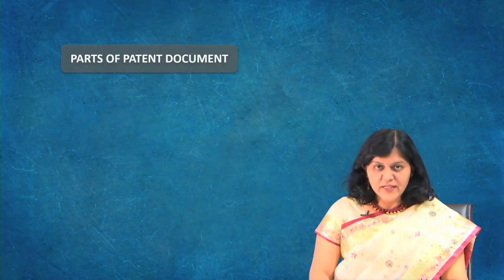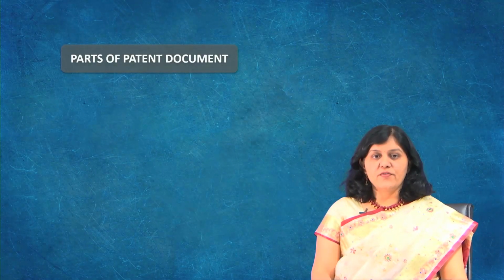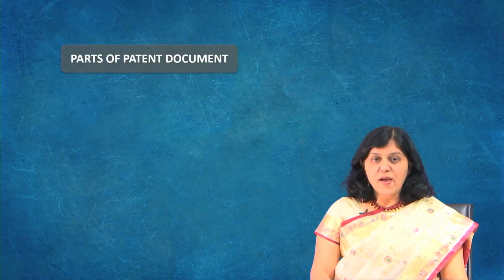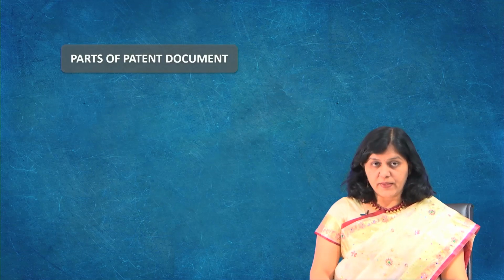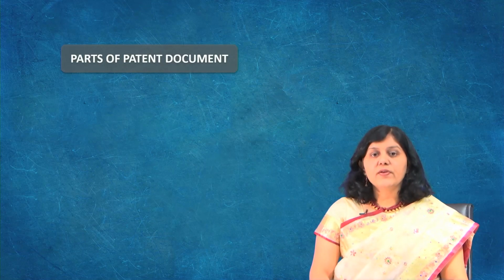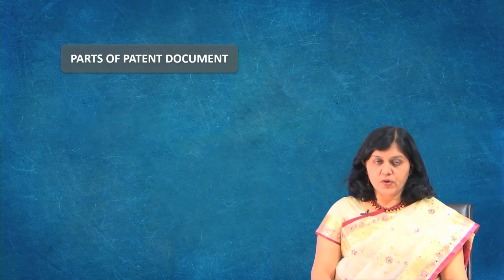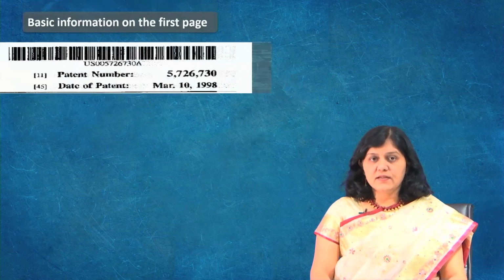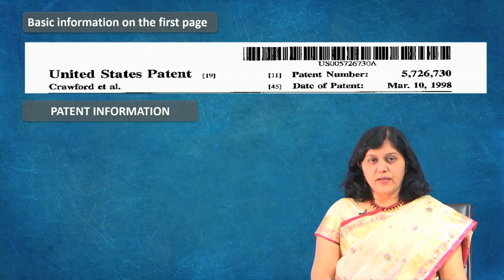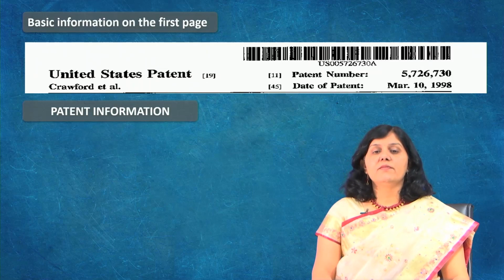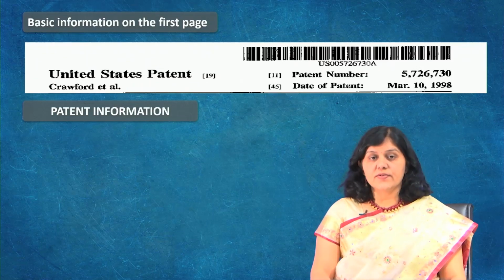A very warm welcome in the first module of week 3 of the course Roadmap for Patent Creation, titled Parts of Patent Document. In this module, we will go through briefly which are the different parts of the patent document. So, let us start. So, check this. This is the first page of the patent document. All bibliographic information you will find on the first page.